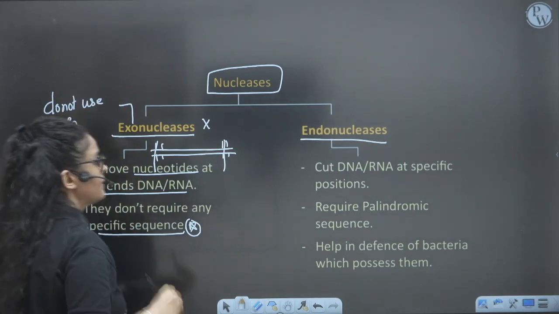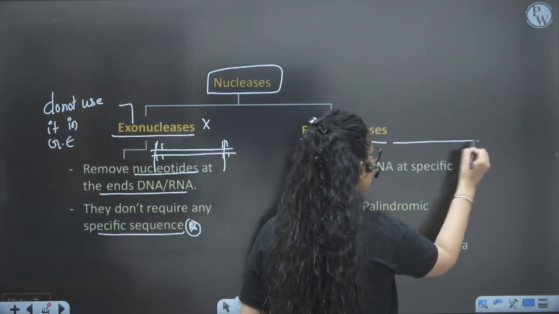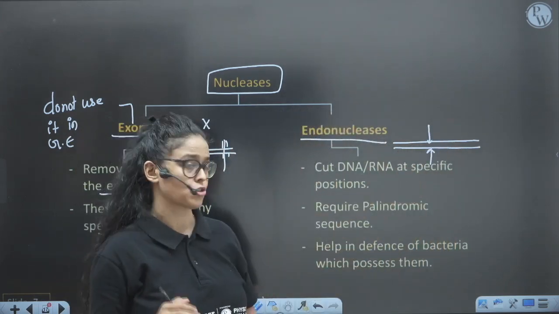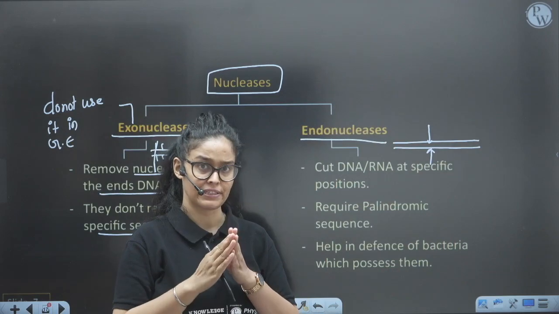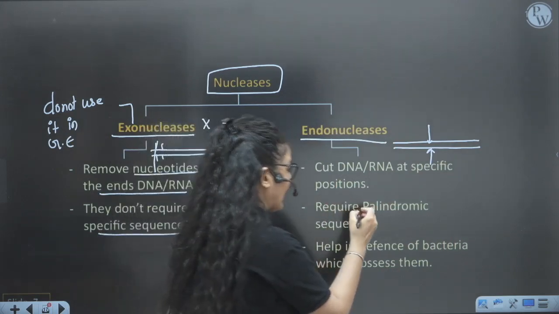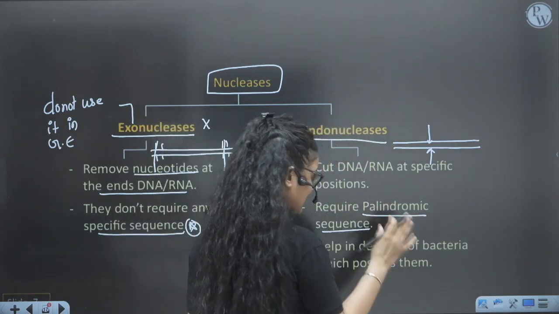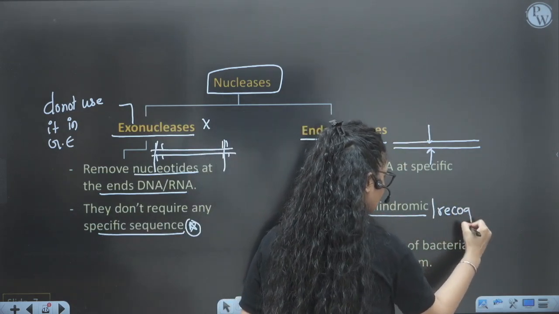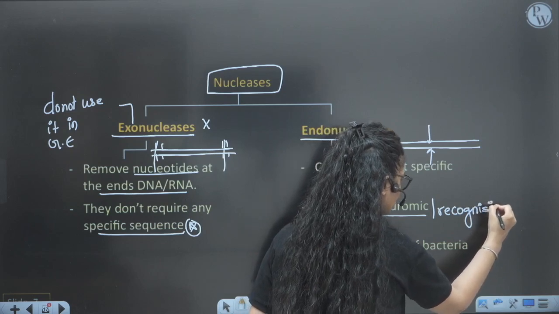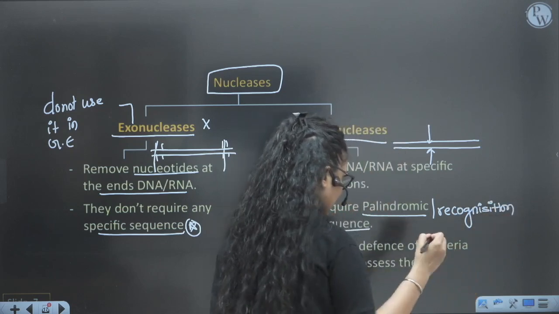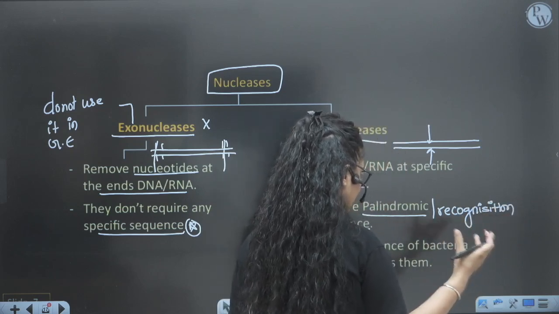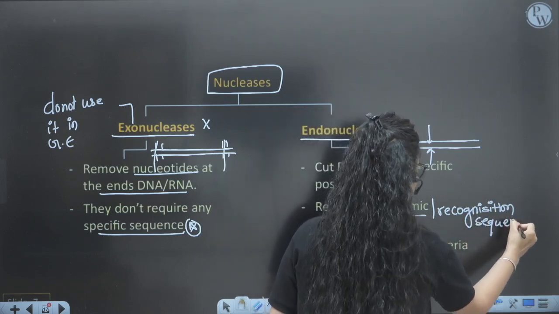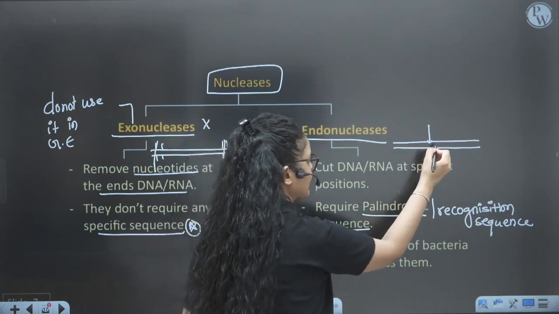We don't want them. And endonucleases means they will cut the DNA within. They will cut the DNA at a specific position in between, or from within. And they require palindromic sequences. What are palindromic sequences? They recognize a specific sequence, which is also known as the recognition sequence of the restriction enzyme, and they will cut at the palindromic sequence.